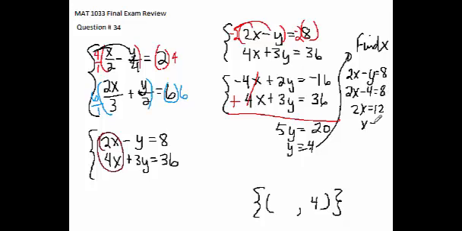Now, I didn't use the original equations to find this x value, so in order to make sure I have the correct point of intersection, I would go back up into the original two equations. I would plug in 6 for x, 4 for y, and make sure that that ordered pair makes both of those equations true. If it does, I have the right solution. If it doesn't, there may be a sign error somewhere. So I would go back and redo my problem.